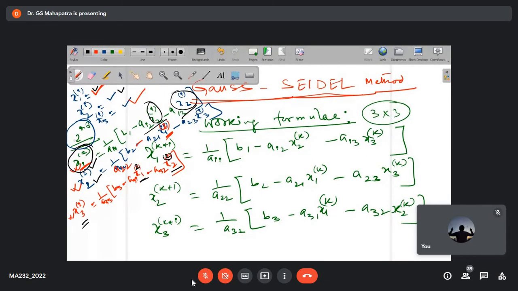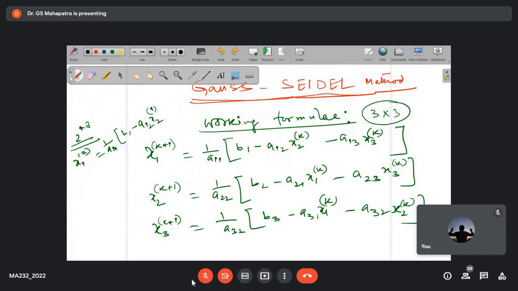Unknown at that iteration, the second iteration. When you are finding the next one, x2 2, that time x1 is the old one from the first iteration. We should use this one, x2 1. Fine. So now I will erase all this discussion. Fine, that is enough.